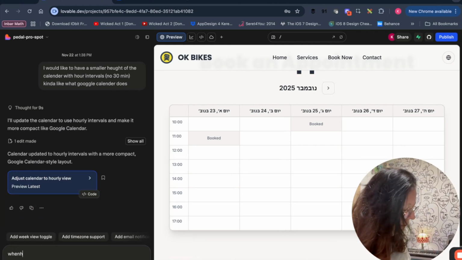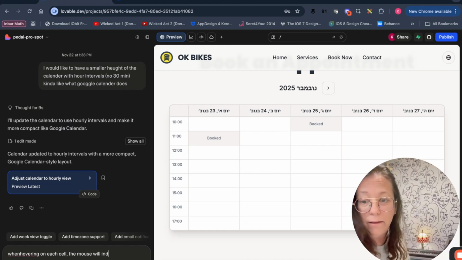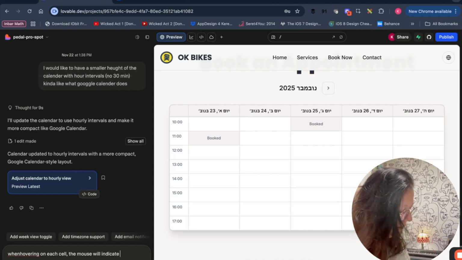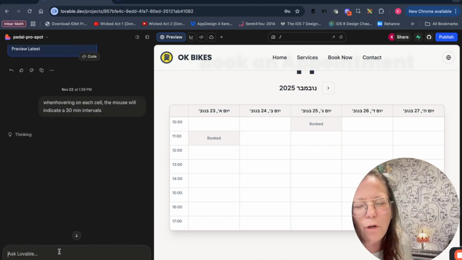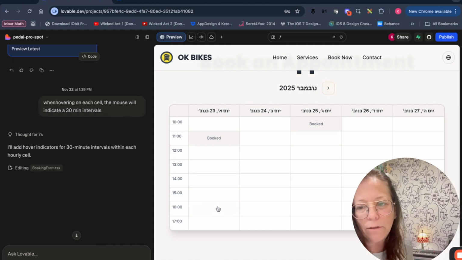When hovering on each cell, the mouse will indicate a 30-minute interval. Let's see. Okay, nice. I think he got it.